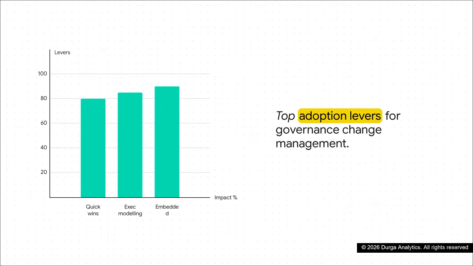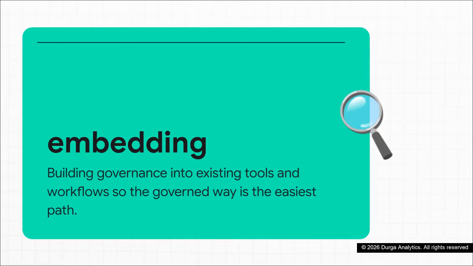We also utilize training and enablement because, obviously, people can't follow rules they don't actually understand, and aligned incentives to make sure we're rewarding great stewardship rather than just punishing folks with extra unrewarded admin work. I really want to double-click on that 90% lever for a second. Embedding simply means building governance directly into existing tools and workflows, so the governed way naturally becomes the easiest path forward. Like I said before, you want to make the right thing the easy thing.